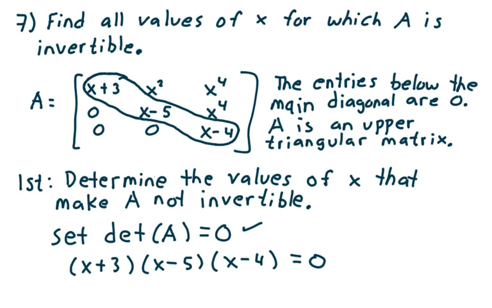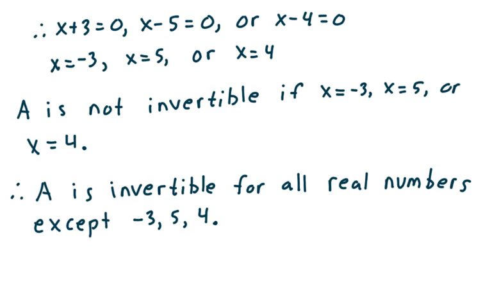So I'm going to take x plus 3 times x minus 5 times x minus 4, and I'm going to set it equal to 0. Solve for x. We're finding the values of x that make A not invertible. And then A would be invertible for all other values. And so that says x plus 3 is 0, x minus 5 is 0, or x minus 4 is 0. Solving for x, we get x equals -3, x equals 5, or x equals 4.